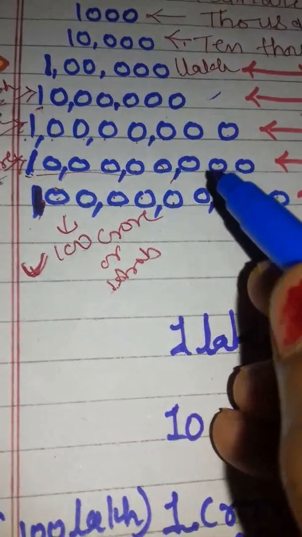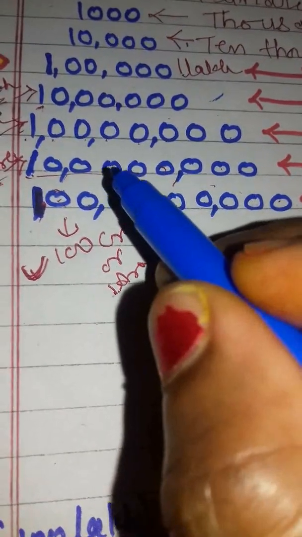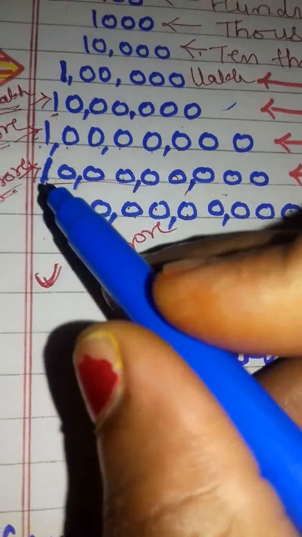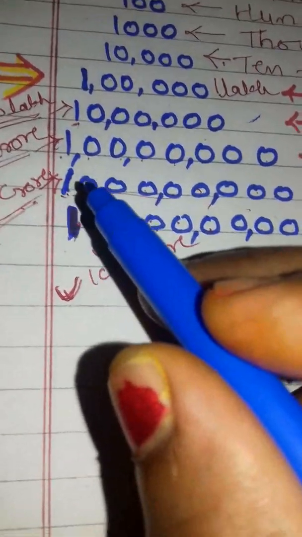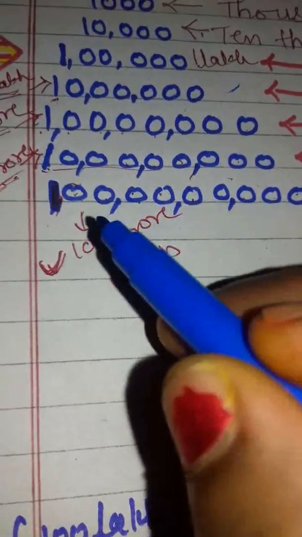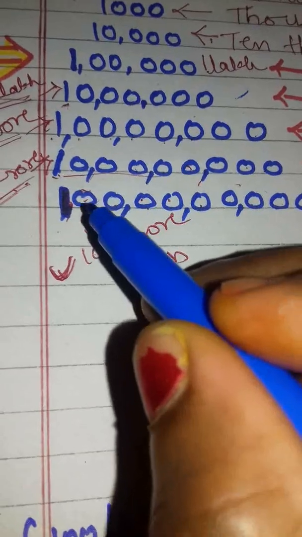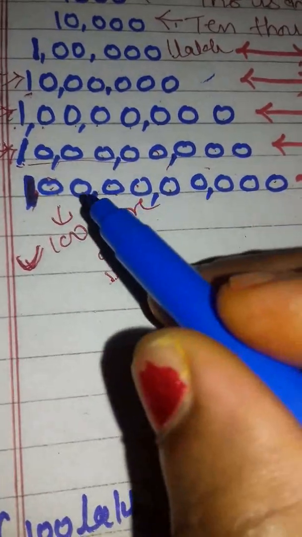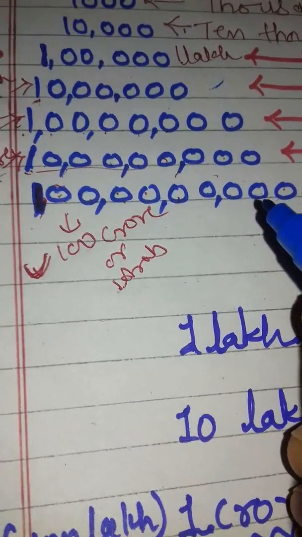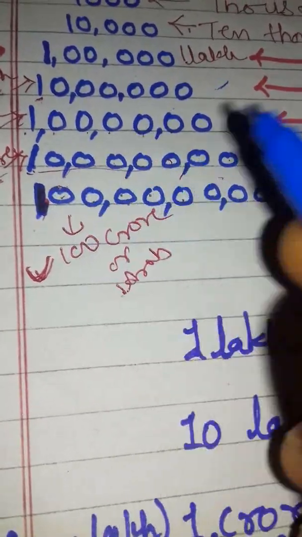In 10 crore there were 8 zeros and 1 digit. So it is a 9 digit number. Now here in 100 crore there are 10 digits. So this one is the leftmost place of all these digits. So it is 10 times more than this number.